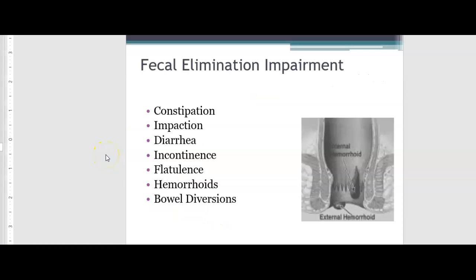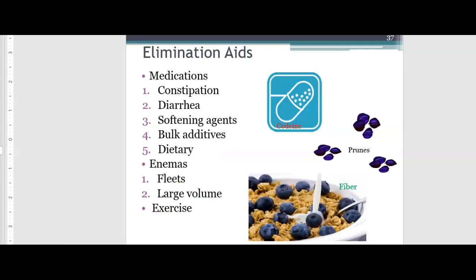Now, when we talk about fecal elimination impairment, think of these things that can happen: constipation, bowel diversions, hemorrhoids, flatulence, which is passing gas, incontinence, diarrhea. These are things that can cause impairment with fecal elimination. Now, with that being said, what can we do? We can have elimination aids.